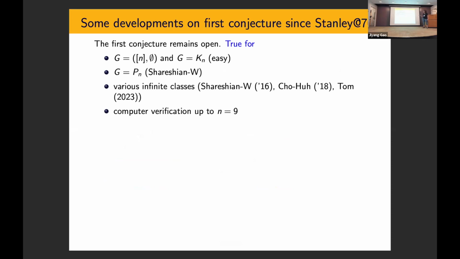You already knew it for the empty graph and the complete graph, it was easy. We proved it for the path, actually, we knew it for the path before we even started this, and that's what led us to this whole business here. In recent times, there's been further developments on various infinite classes of graphs. And on the computer, we verified it up to n.